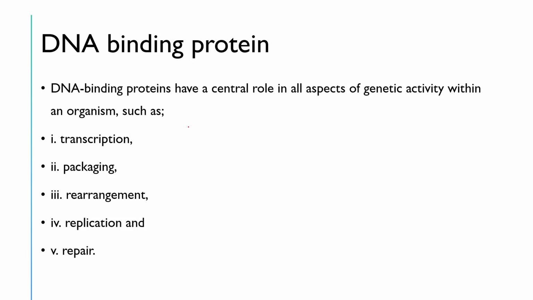That's why we just talked about the types of protein structures, that is primary, secondary, tertiary, and quaternary, and how they are made up. Okay. So these DNA binding proteins have a central role in all aspects of genetic activity within an organism, such as transcription. Transcription means, it's simple, that is RNA formation from a DNA template. Okay, mRNA formation.